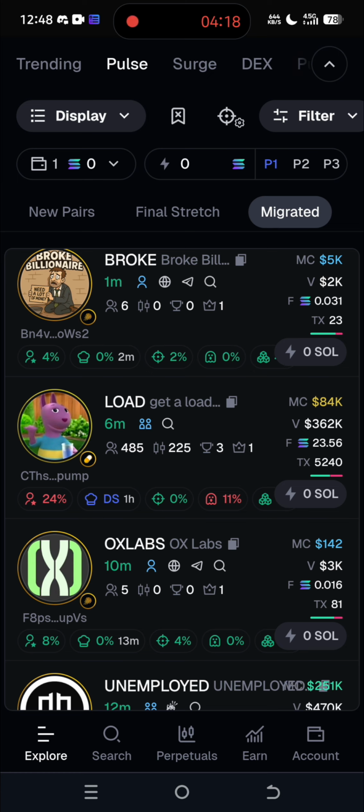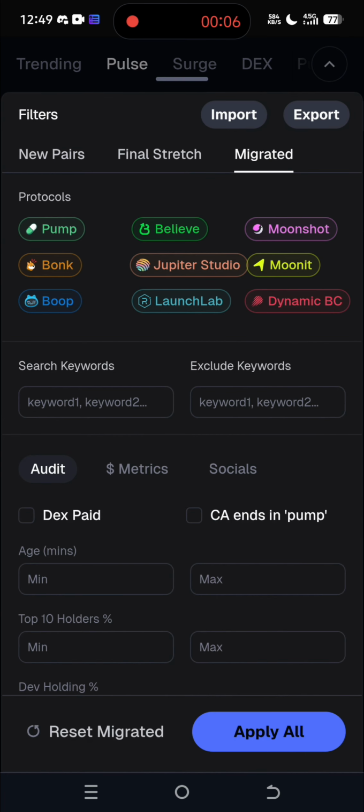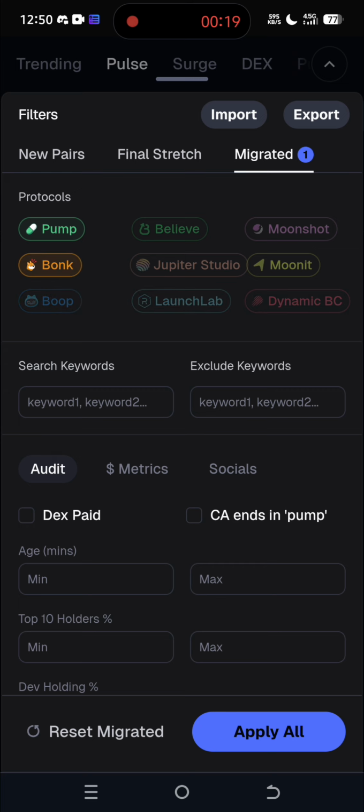So the most important thing now, we have to look into our filter. Filter is very important. As of now, what I focus on trading is tokens created from Pump.fun. So we have Bonk. Bonk is good. Bonk is really good. But I don't yet have a trade on trading tokens that are created from Bonk. So I only focus on Pump.fun token creation.